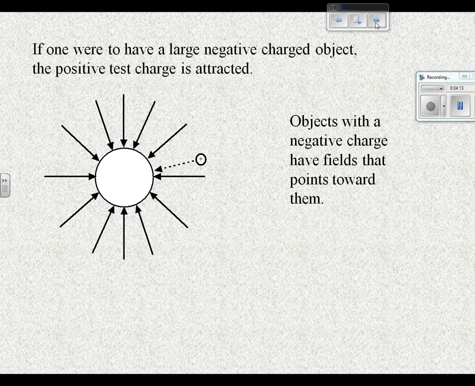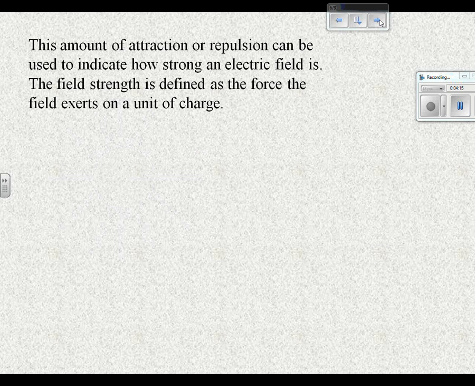Objects with a negative charge have fields that point towards. We know that. Okay, this amount of attraction or repulsion can be used to indicate how strong the electric field is. The field strength is defined as the force the field exerts on a unit of charge. That's the definition. It's in the outline that I gave you yesterday. This is one of the things you need to be able to do: define the electric field strength as the force the field exerts on a unit of charge.